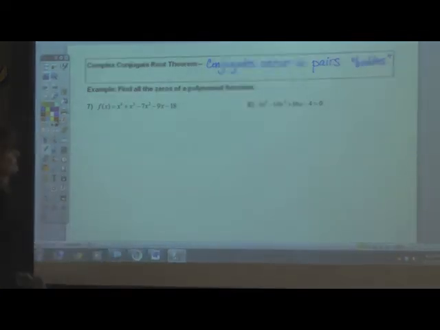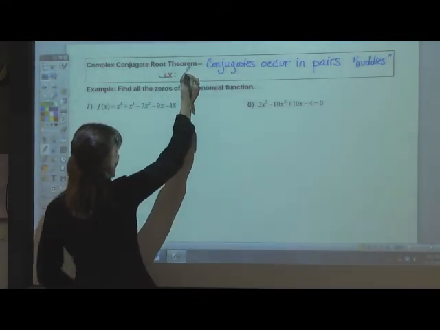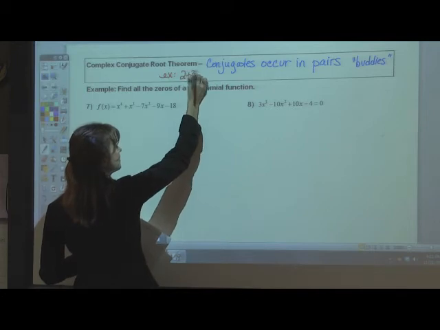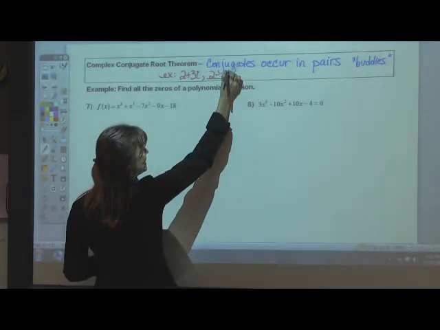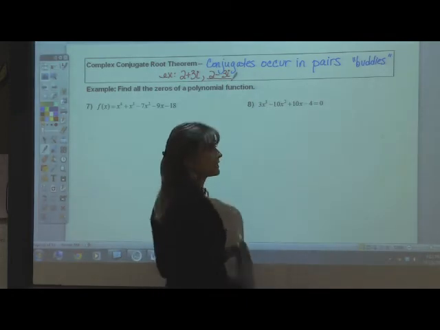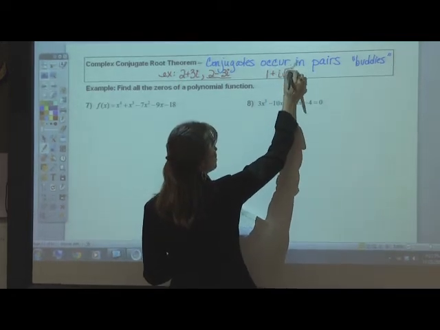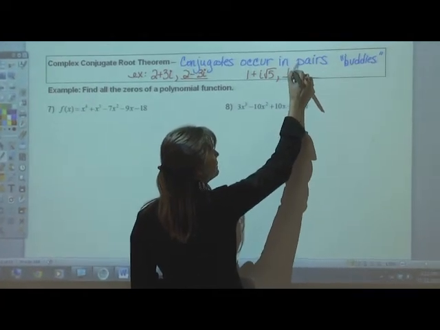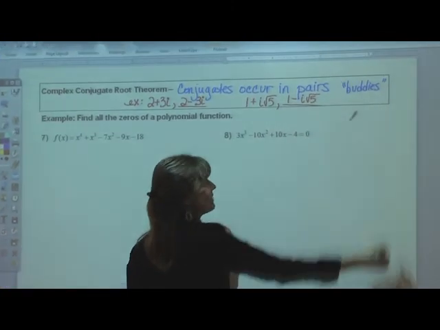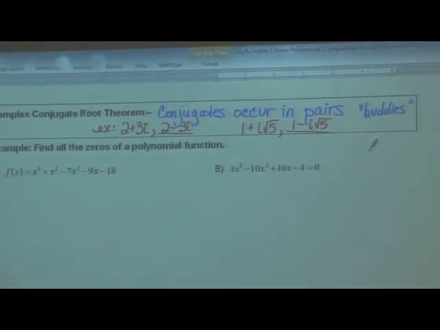Okay, guys. Let's skip down to where it says conjugate root theorem, because as I said before, conjugates occur in pairs. For example, if I gave you 2 plus 3i, you would know that the conjugate that goes with it is 2 minus 3i. Or we can do this with complex numbers that have radicals in them. If I gave you 1 plus i square root of 5, we'll put imaginary with the radical, so that's complex, then the buddy that would go with it would be 1 minus i square root of 5. Those are called conjugates, and they always come in pairs. They're always buddies.